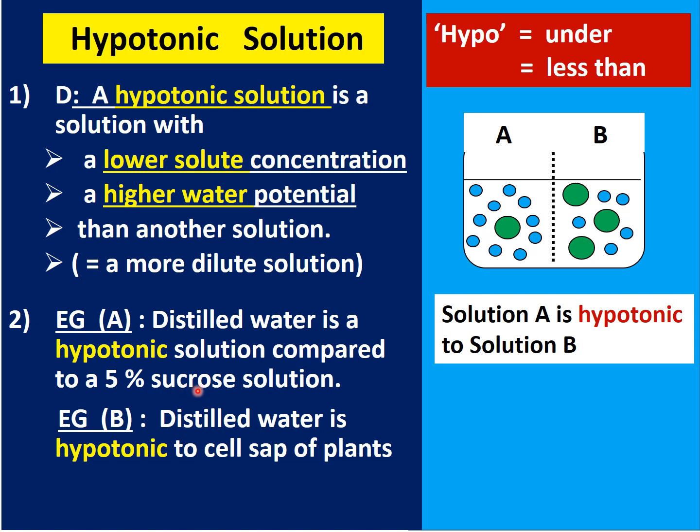of water. Right? And distilled water is hypotonic to the cell sap of plants because cell sap of plants contain some glucose, mineral salts, and amino acids. So distilled water is hypotonic or more dilute than it.